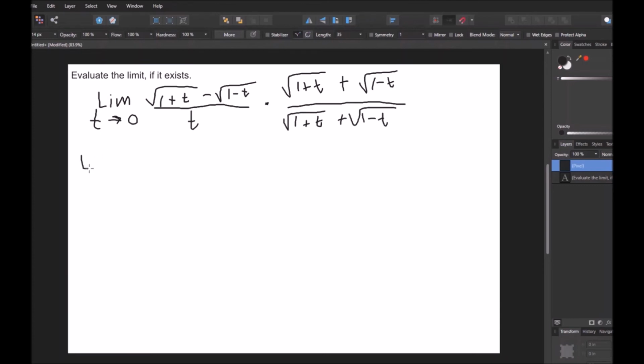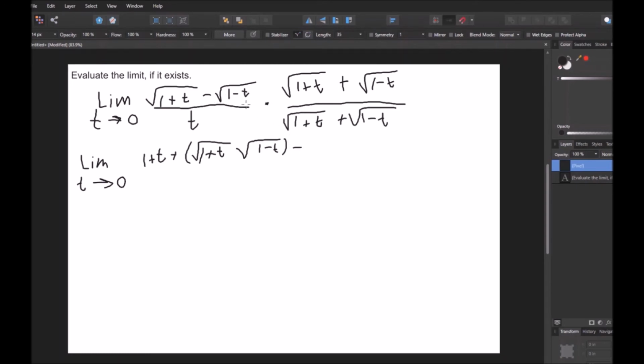And then I'm going to multiply together the terms here. So what I'm going to be left with is 1 plus t, plus the square root of 1 plus t times the square root of 1 minus t. I got the 1 plus t because the square root of 1 plus t times itself is the same thing as the square root of 1 plus t squared, so the squared and the square root cancel out there.